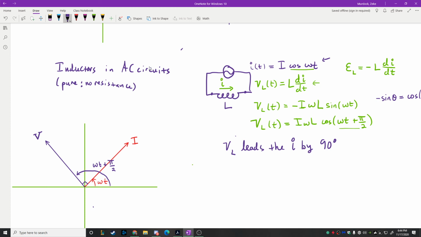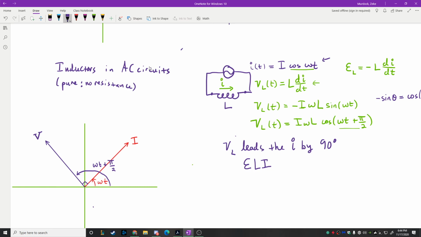There's kind of a mnemonic for this, which is, you write it as ELI, and the mnemonic is that the EMF leads the current, and the L here is a reference to the fact that it's an inductor. Okay, that E leads I, ELI. So that's in a pure inductive circuit, pure inductive, right?